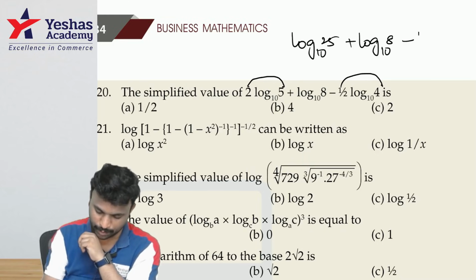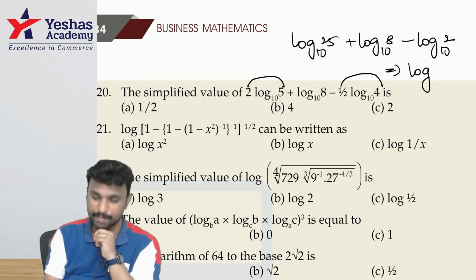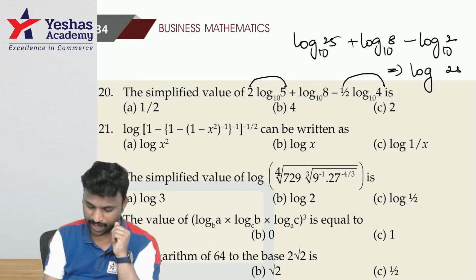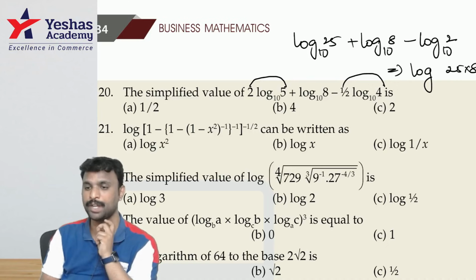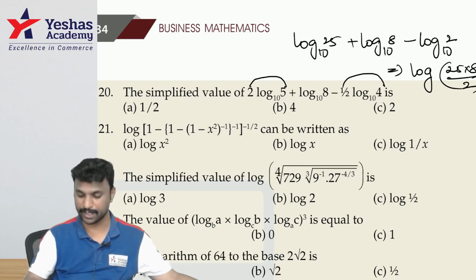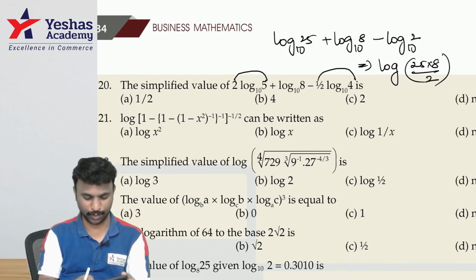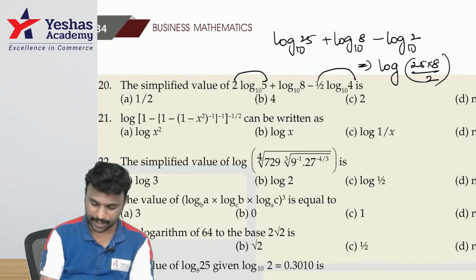So isn't it log 2 to base 10? Everybody? Now guys, all we need to do is addition becomes multiplication. So 25 into 8, and subtraction becomes division. That means 2 gets divided. Take your calculator. 25 into 8 divided by 2, that gets you 100. Yes or no? This is log 100.